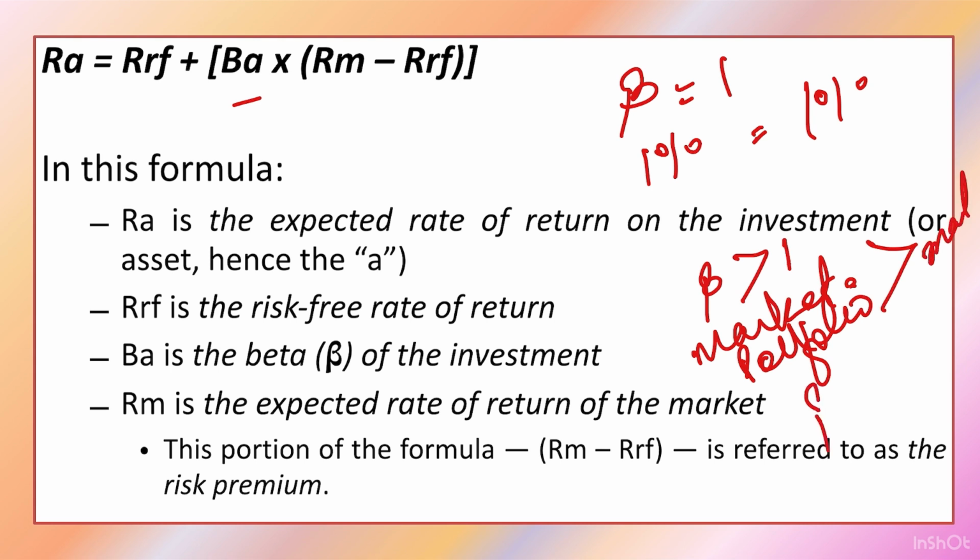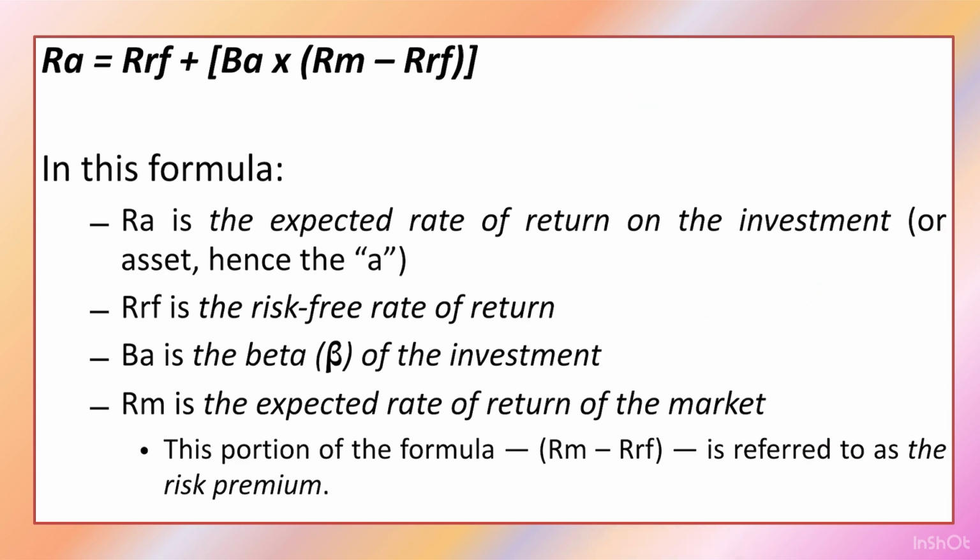If I say beta is less than 1, what does this mean? This means the returns are less volatile than the market, right? If there is an increase in the market by 1%, there will be lesser returns in the portfolio if beta is less than 1. I hope this formula is clear to you guys.